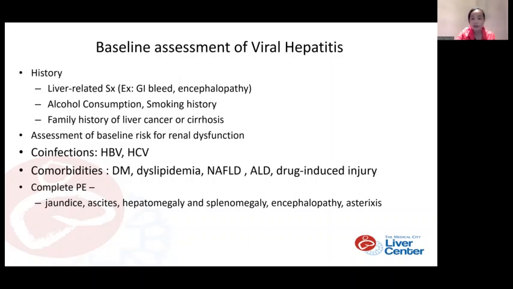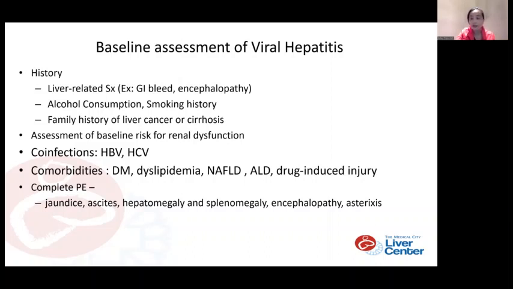Is there high-risk family history? Is there anyone in the family with viral hepatitis or liver cancer or cirrhosis? And in our patient's case, this was positive. Also assess for baseline risk for renal dysfunction. So these are patients who are diabetic, with known kidney injury before, hypertensive.